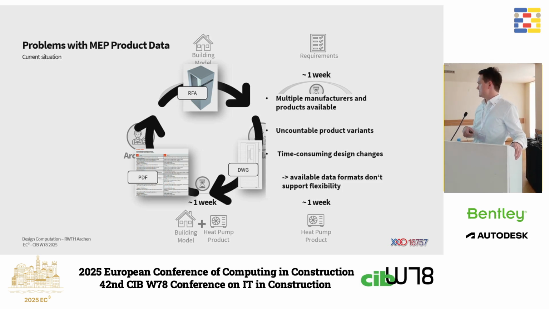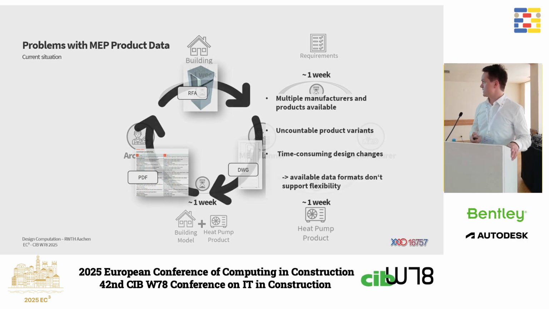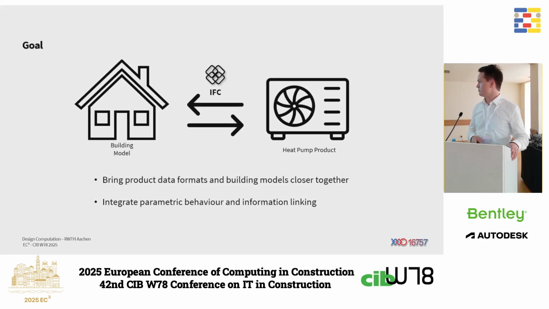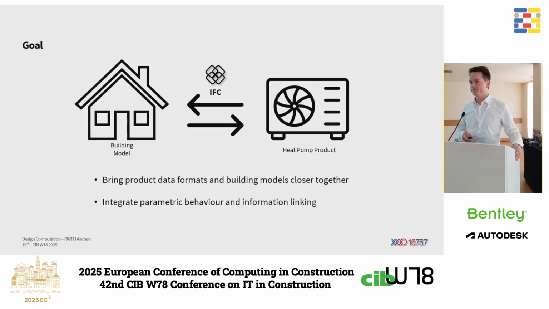And so we get these time-consuming information loops because the data that we're passing around is rather static and not flexible enough to account for this process. And so we have to send out new files, new PDFs, new Revit families over and over again. And so it just becomes this big mess. And that's what we're trying to tidy up a bit here by bringing product data formats and building models closer together. And we want to do that by integrating parametric behavior and information linking in IFC.